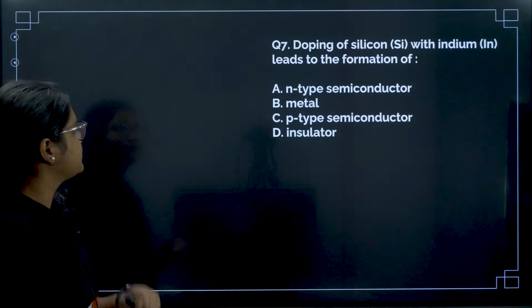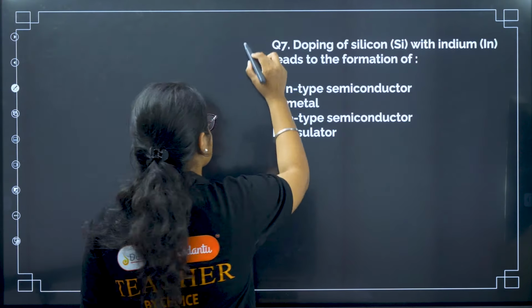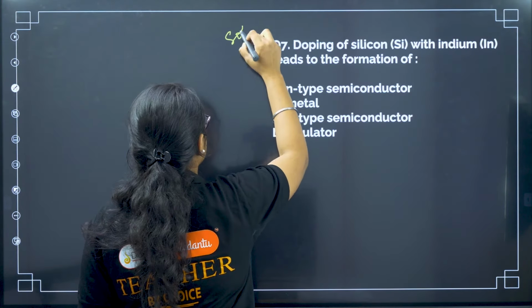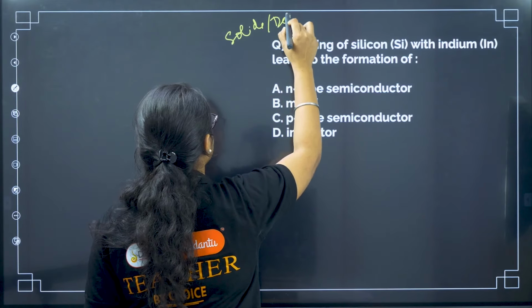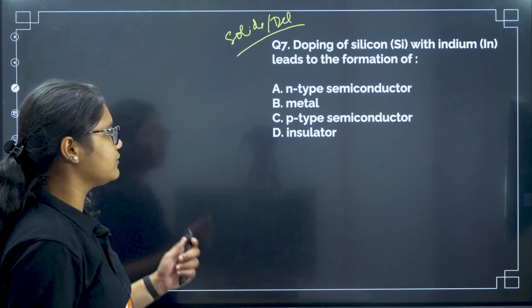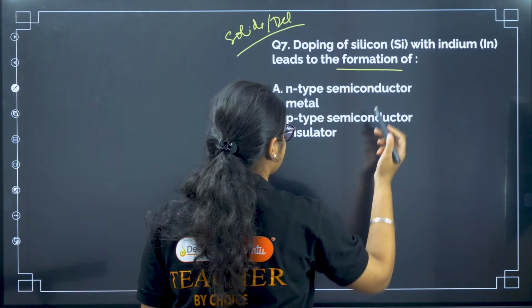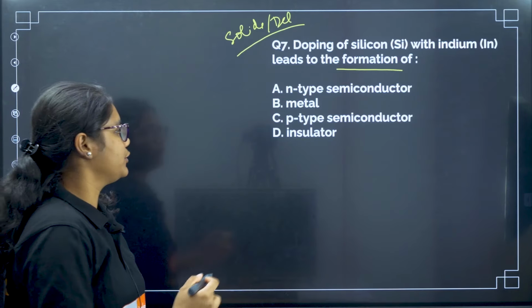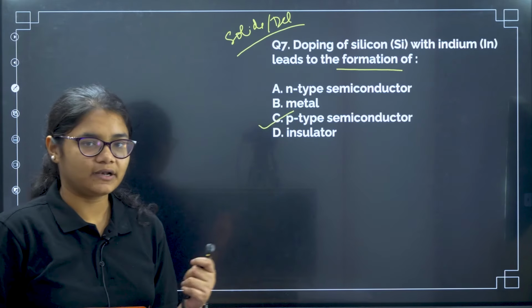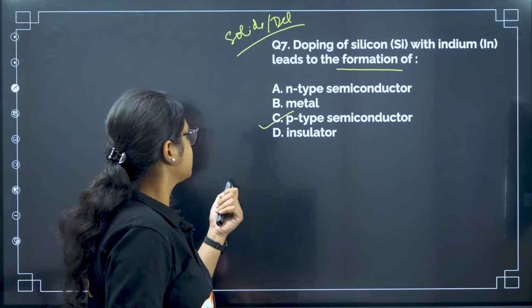Okay, next, this question is from your semiconductors, that is the solids chapter, which is again a deleted portion. Doping of silicon with indium leads to the formation of, so doping of silicon will lead to a p-type semiconductor. Okay, you might have studied this in physics also. The correct answer is option number C.